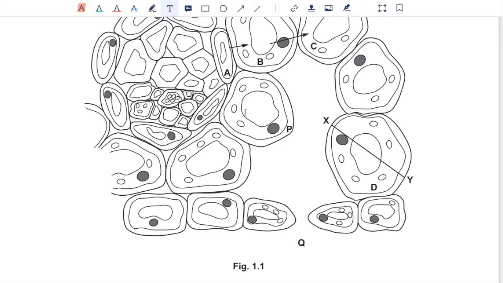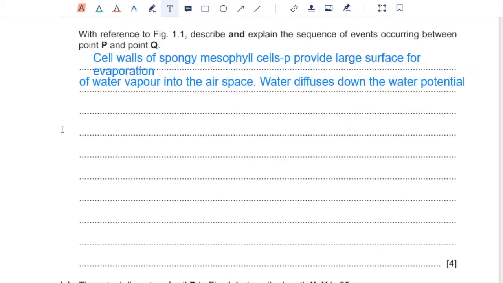Whenever the question is related to transpiration, a few points that you must always mention in your answer are that the cell wall of spongy mesophyll cells provides a large surface area for evaporation of water vapor. And it's essential that you mention water vapor, cell wall, and mesophyll cell.